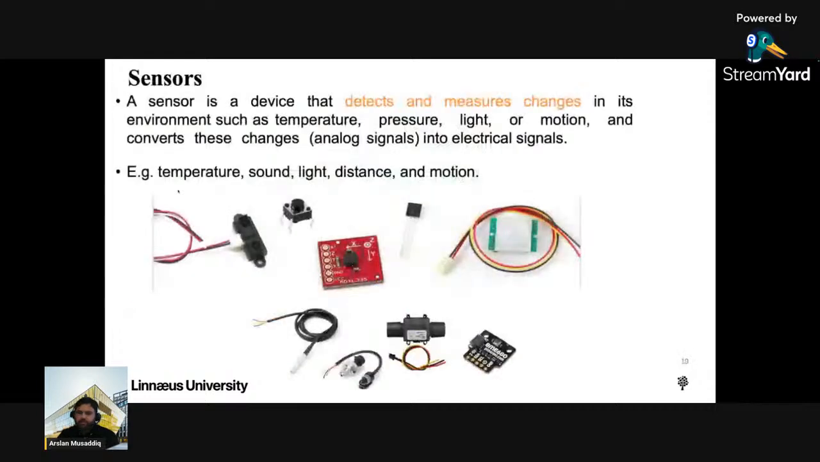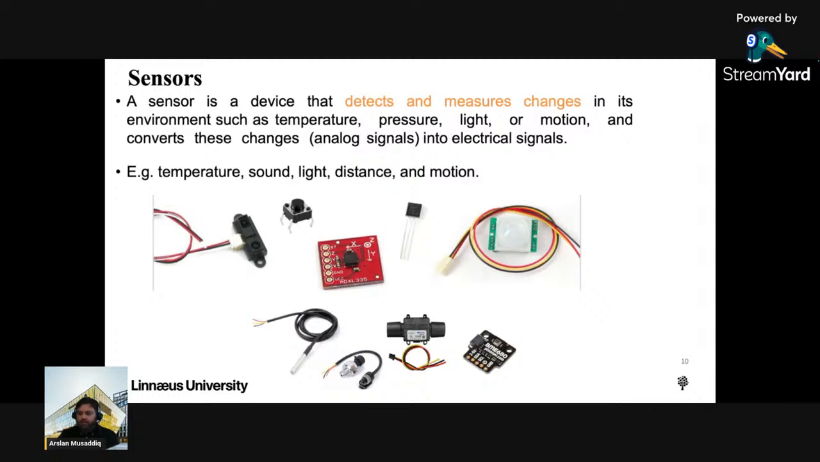Now let's talk about sensors. Many of us are aware of what sensors are, but let's go through it. A sensor is a device designed to detect and measure changes in its environment. These changes could include factors like temperature, pressure, light, motion, and many others. So the principle is the sensor takes these physical changes, known as analog signals, and converts them into an electrical signal that can be processed, transmitted, or acted upon by the system.